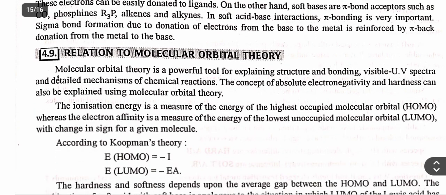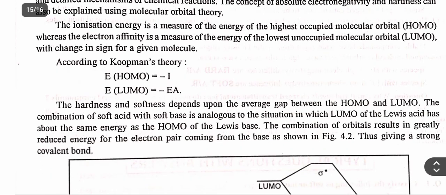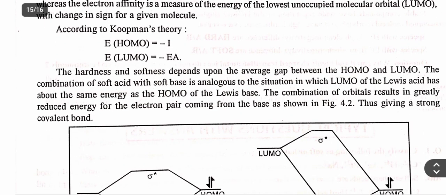Relation to molecular orbital theory. Molecular orbital theory is a powerful tool for explaining structure and bonding, visible UV spectra, and detailed mechanisms of chemical reactions. The concept of absolute electronegativity and hardness can also be explained using molecular orbital theory. The ionization energy is a measure of the energy of the highest occupied molecular orbital, HOMO, whereas the electron affinity is a measure of the energy of the lowest unoccupied molecular orbital, LUMO, with change in sign for a given molecule. The hardness and softness depend upon the average gap between the HOMO and LUMO.